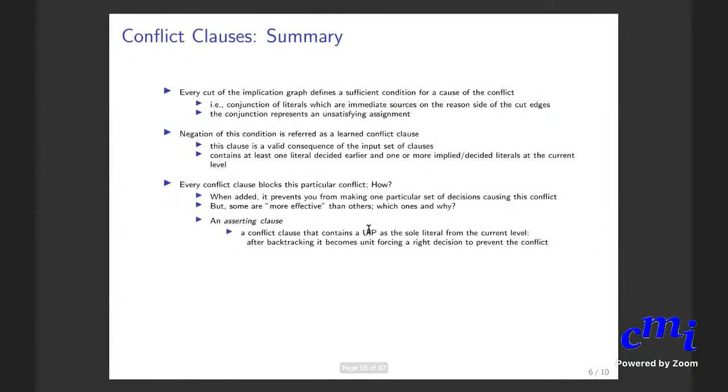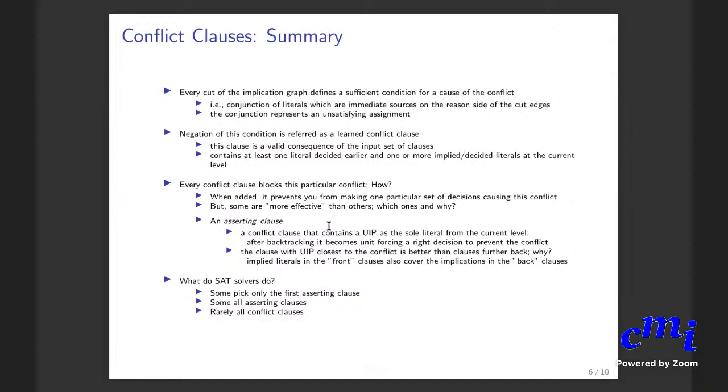Among all the conflict clauses, it picks one that is an asserting clause. If there are multiple, you can pick multiple ones as well. Like I've said here, pick only the first asserting clause, or pick all asserting clauses, rarely all conflict clauses, because they turn out to be not that useful, although they may prevent some conflicts.